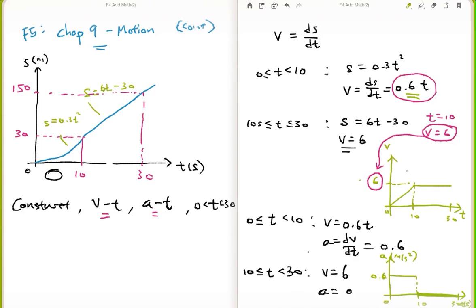If you were given S to T and asked to construct V to T and A to T, this is how you do it. It shouldn't be so hard. All you need to do is get to know the range. A different range gives you a different equation. I think that's basically all about it. All you need to do is spend some time.